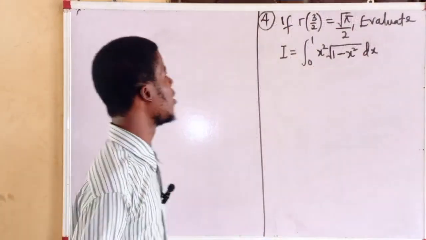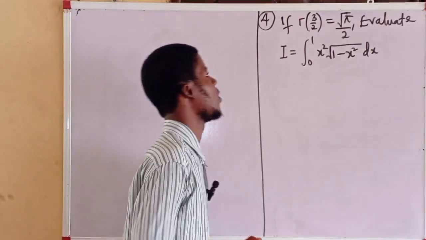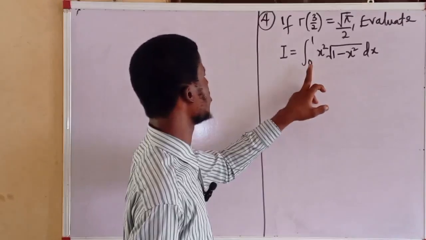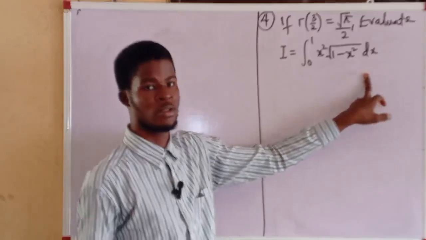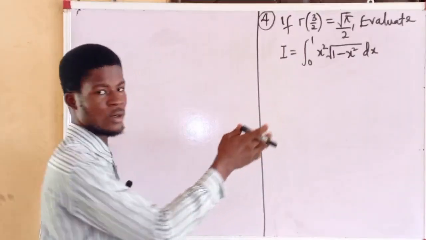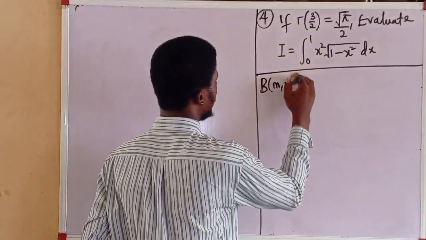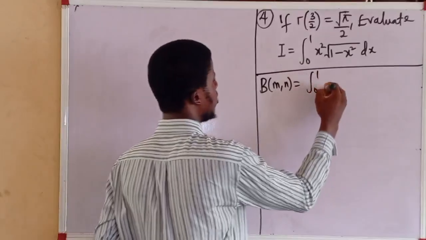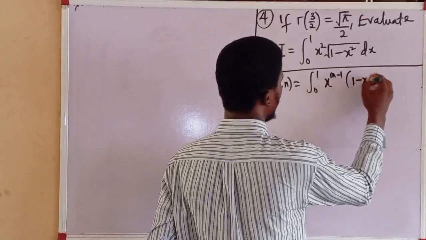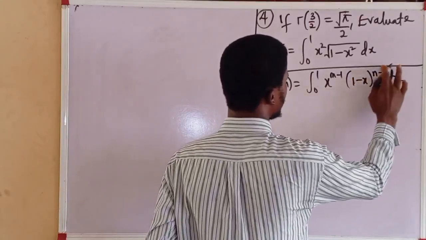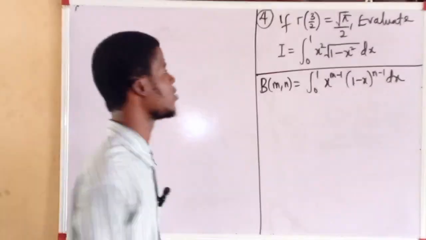Question 4. If gamma of 3/2 equals √π/2, we have to evaluate the integral I equal to the integral from 0 to 1 of x squared into the square root of 1 minus x squared dx. This is a beta function question. Remember, beta of m and n is the integral from 0 to 1 of x to the power of m minus 1 into 1 minus x to the power of n minus 1 dx. So let's write this integral in this format.